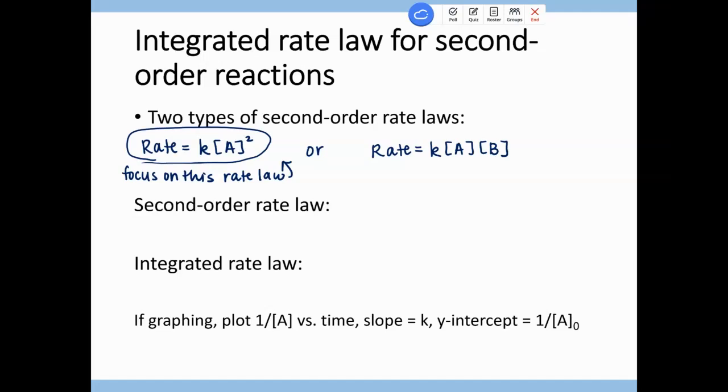All right, so we're focusing on that one. We have one reagent, and the reaction is second order with respect to that reagent. So the second order rate law, two ways to write it. We can say rate is equal to the decrease in concentration of A over change in time. This is also equal to the rate constant times concentration of A squared. So what we have above.